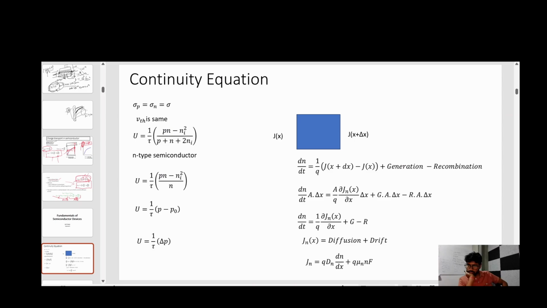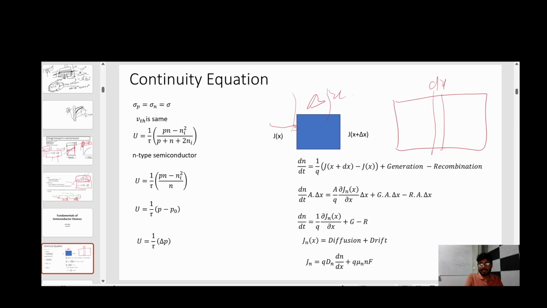In the continuity equation, let us say this is a piece of semiconductor, and this is a small portion of it with small width dx, that is delta x. The current going in at this end, at x, and coming out at x plus delta x. So the current entering and coming out will depend on several things.